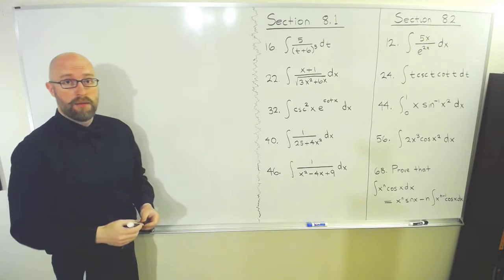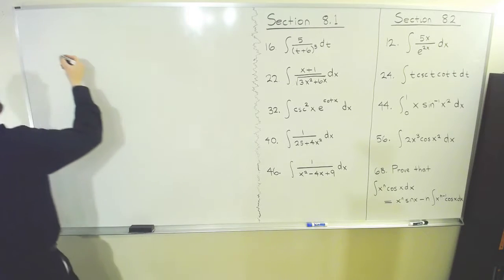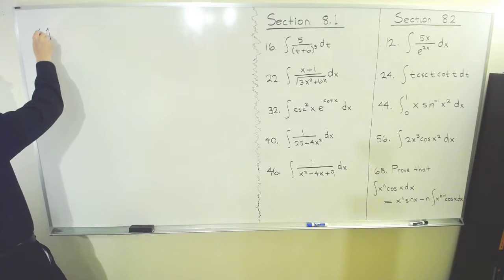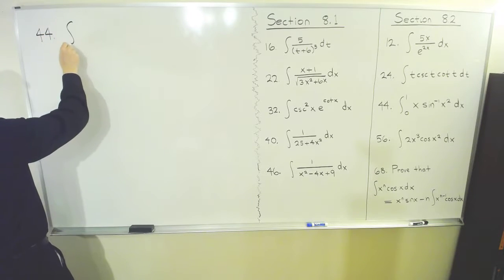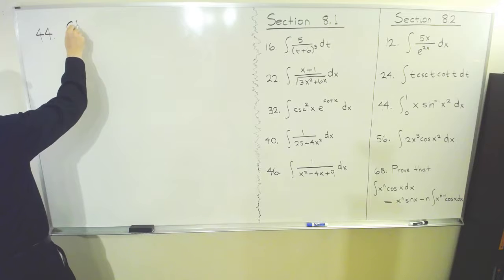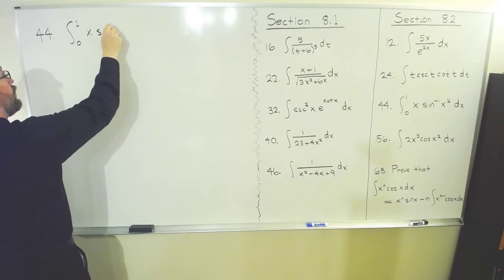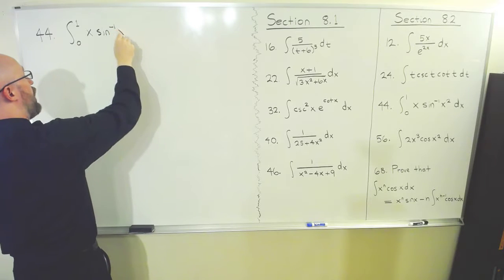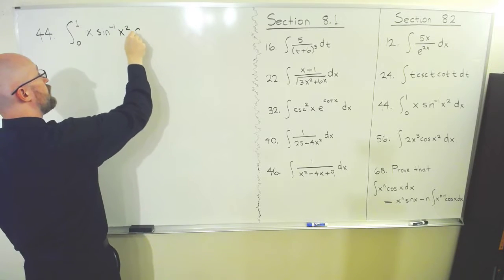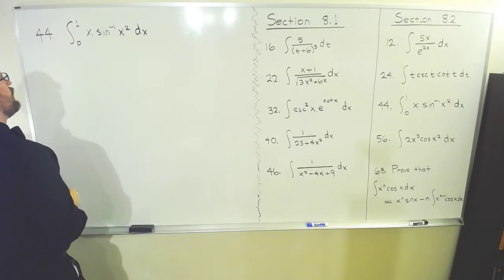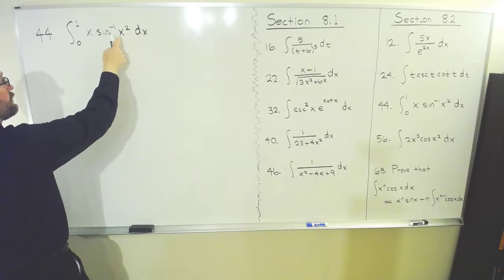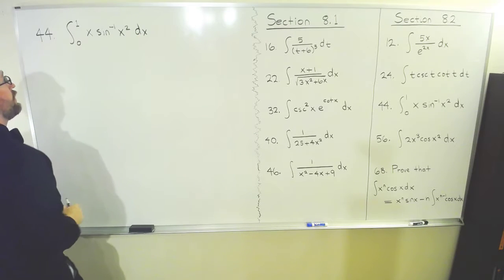Okay, so let's go on to number 44. I'll recopy it here. This is a definite integral now. You notice it has limits of integration in it, so it will give us a number. It won't just be an algebraic expression. And this is the integral of x inverse sine x squared dx.